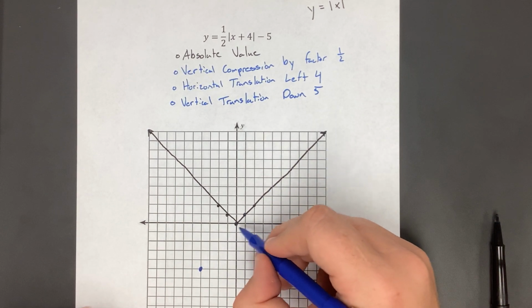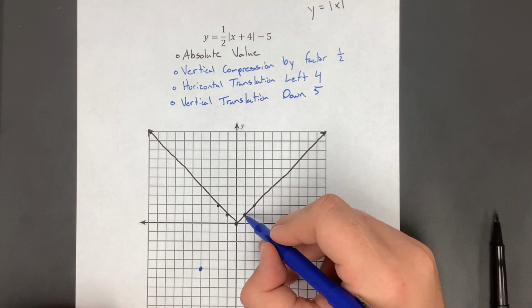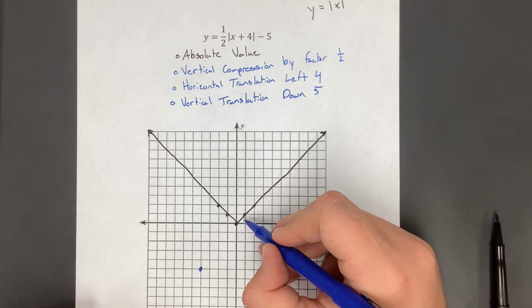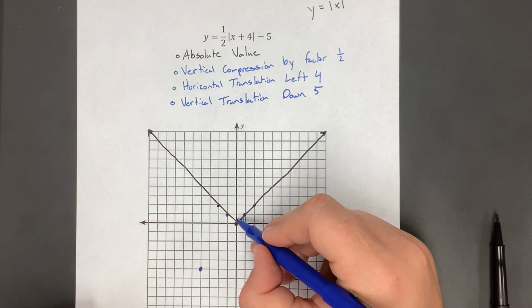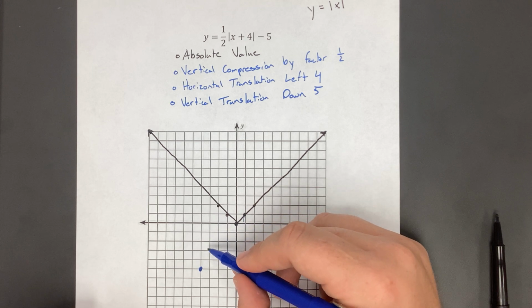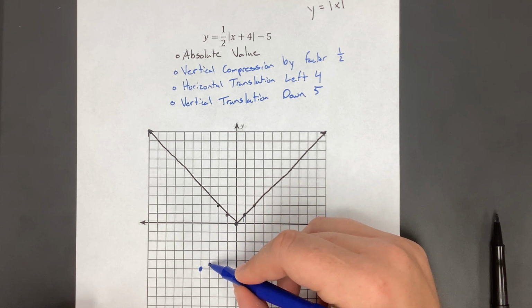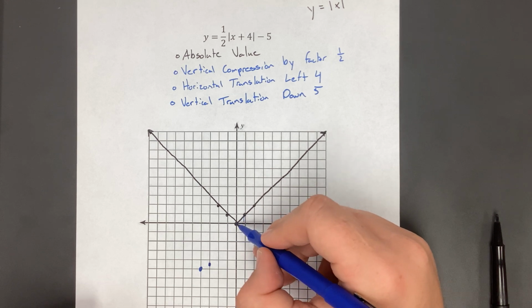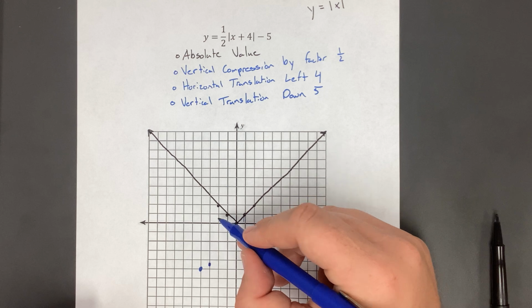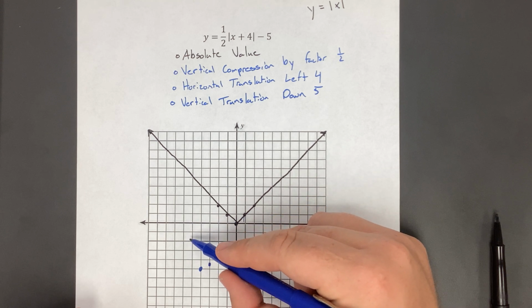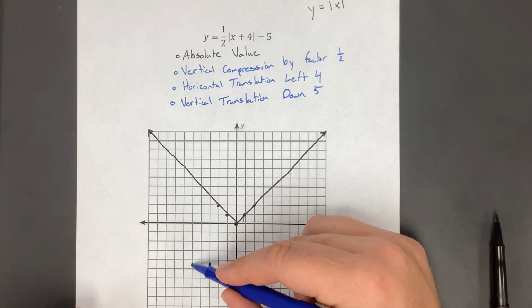Okay, and then I look at my point at 1, 1. Well, 1, 1, if I compress it by half, so the distance from the x-axis is 1, well, half of that distance is going to be 1/2. And then from there, I'm going to go left 4, 1, 2, 3, 4, and then down 5, 1, 2, 3, 4, 5 right here. For that -1, 1, well, I compress it by 1/2, becomes -1, 1/2, and then I go left 4, 1, 2, 3, 4, down 5, 1, 2, 3, 4, 5, right there.